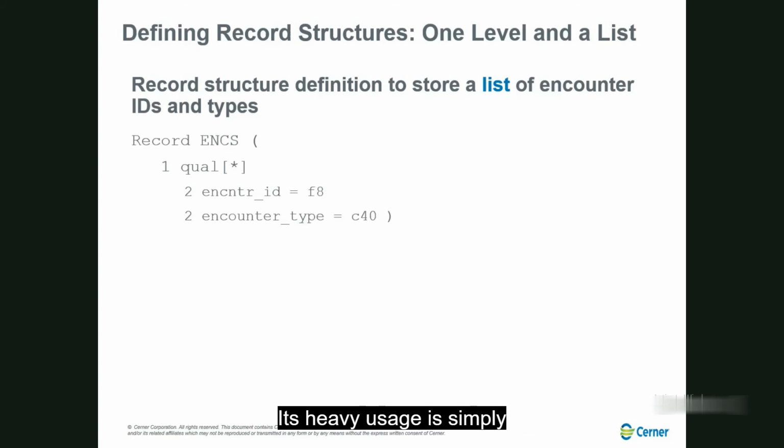Its heavy usage is simply due to the copy factor. When a new program is created, instead of starting a new script from scratch, a portion or a copy of another script is used as a base. Since many templates or base scripts have defined record structures with list names of qual, the list name proliferates through to many scripts. As a reminder, list names are user-defined and should be descriptive if possible.